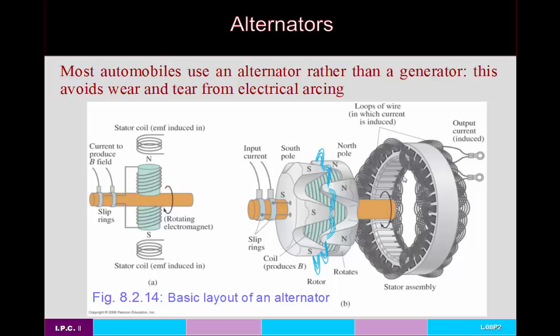And you have all these little loops of wire in which current can be induced in your alternator. And then there's some output current that's been induced by having these things rotate around near these wires. So you're changing the flux in all these little loops of wire, and that induces your current. And these get used, for example, in automobiles.